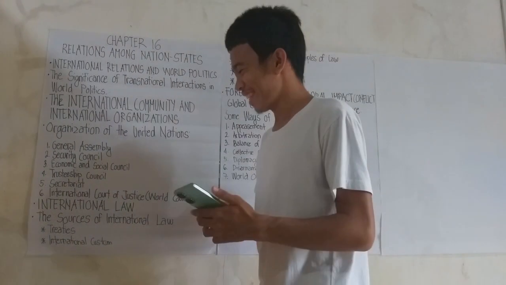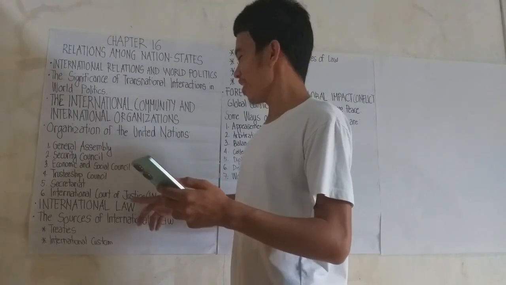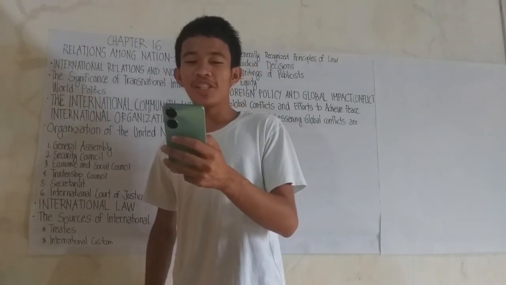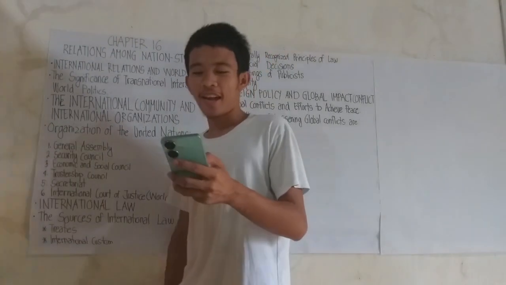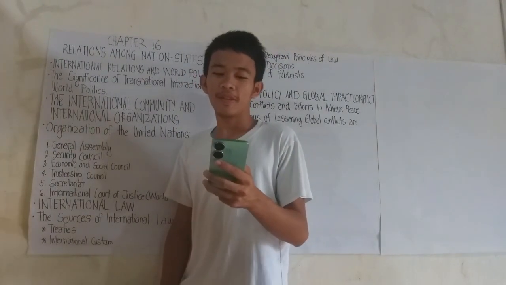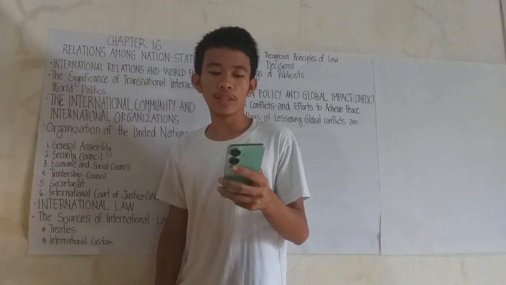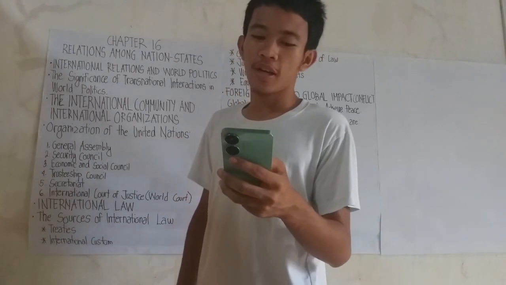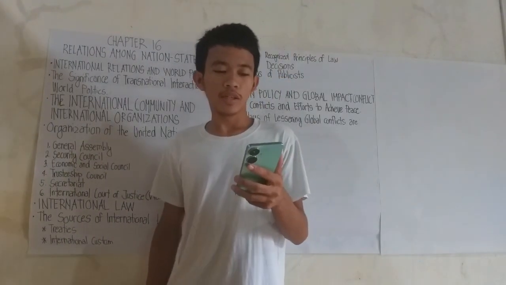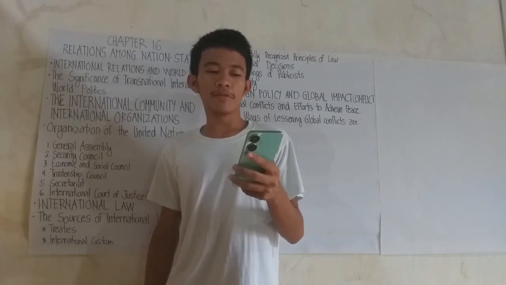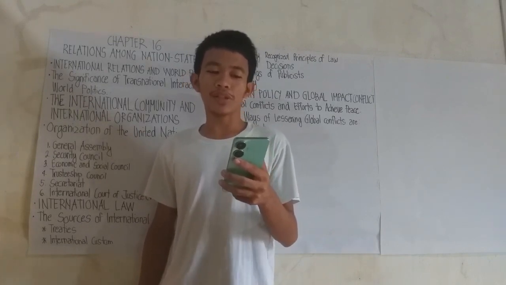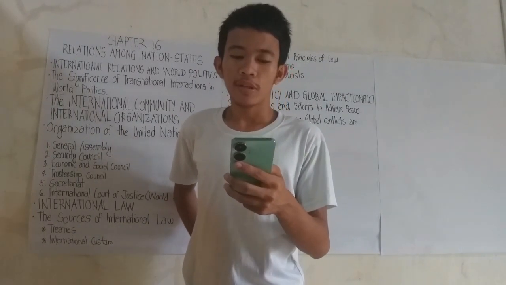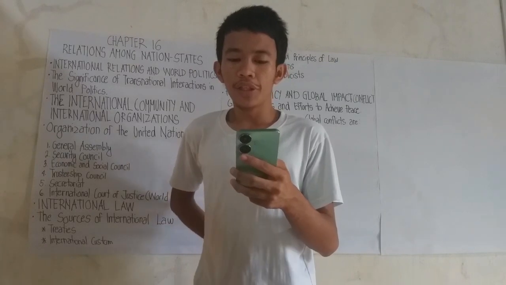So next is international law. International law is a set of rules and principles that govern the relations between states and other international actors. It provides a framework for countries to interact, cooperate, and resolve disputes in a peaceful manner. International law encompasses various sources including treaties, customary practices, general principles of law, and judicial decisions.